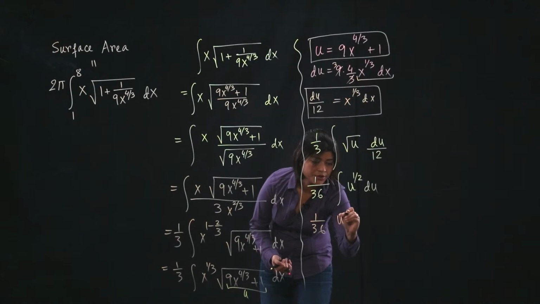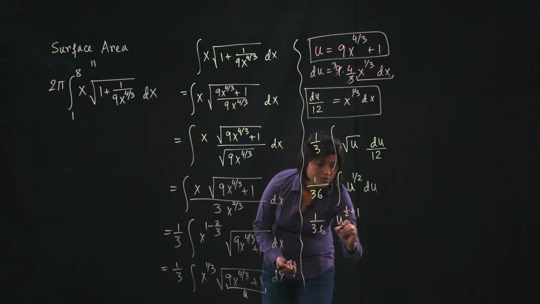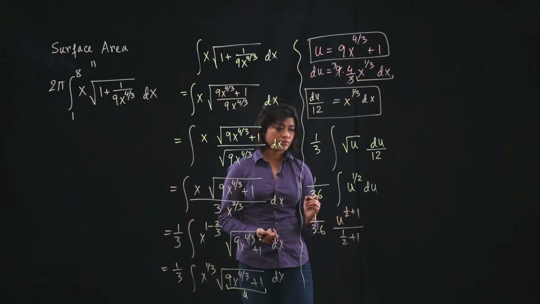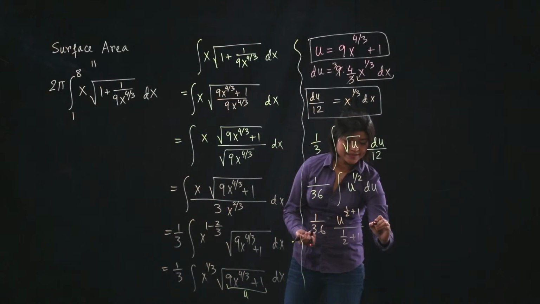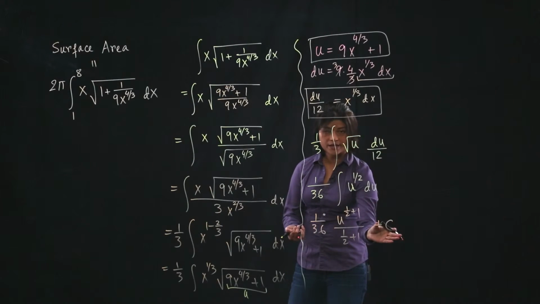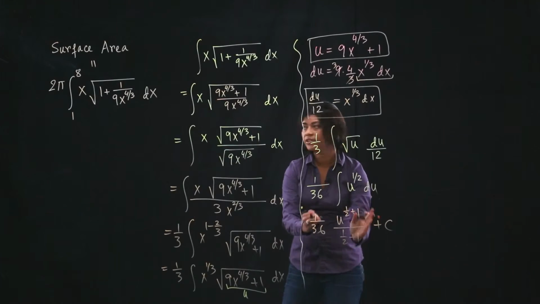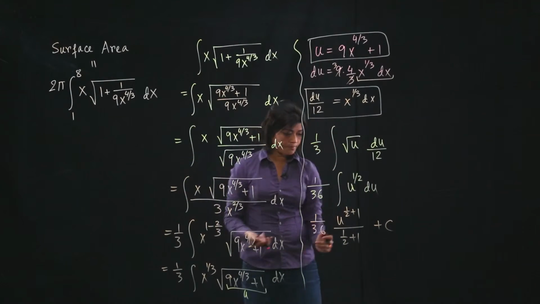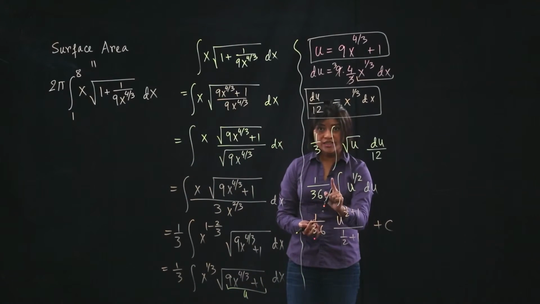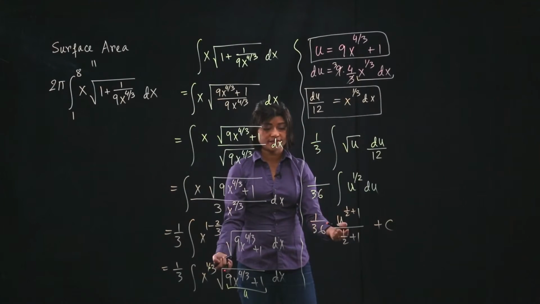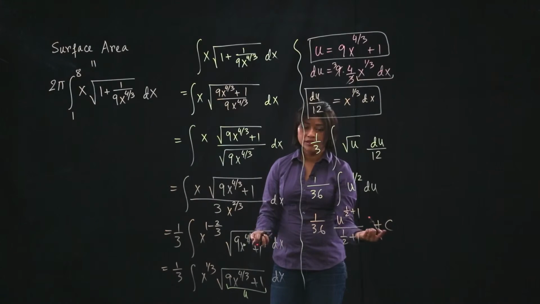So we will have u to the power 1/2 plus 1 over 1/2 plus 1. And then, of course, we'll have plus c. But, you know, we can ignore that because we know that this will be a definite integral. We just need the antiderivative and plug in our limits later. Okay, one more step. Don't forget, we started with the variable x. We have to finish with x. So you have to rewrite u in the end.